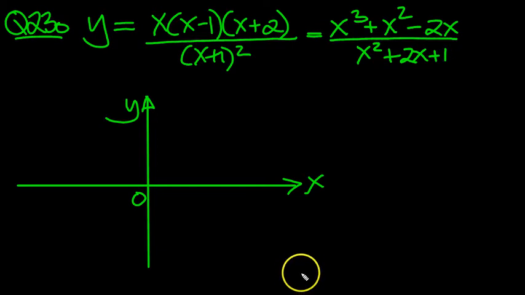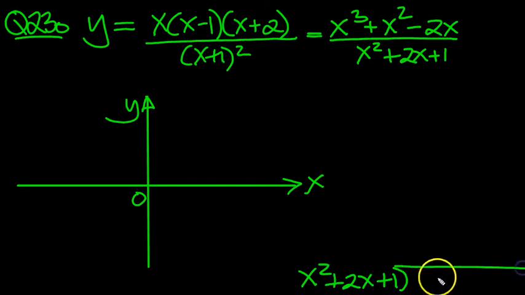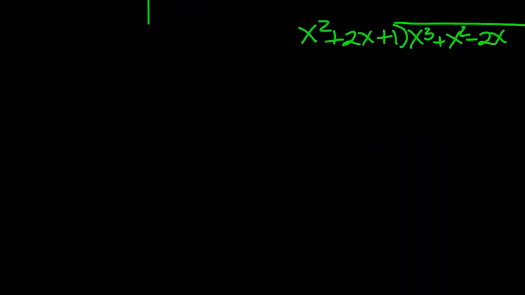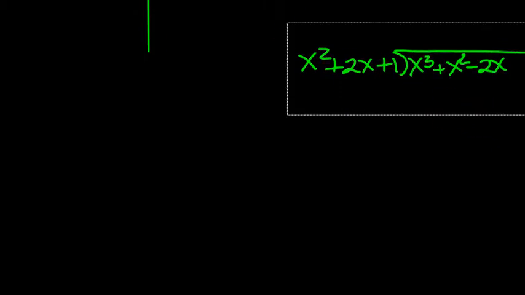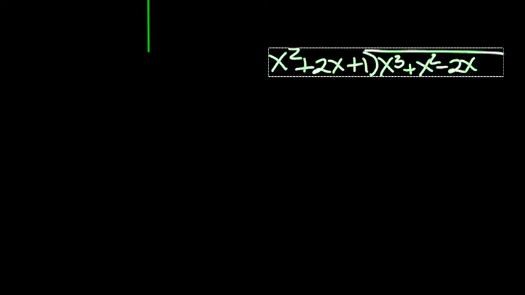So we better do some division, so let's divide x squared plus 2x plus 1 into x cubed plus x squared minus 2x and see what we get. So let's move down the page and concentrate on this problem first. So what have we got here then? Let's have a look at this. Give ourselves a bit more room.